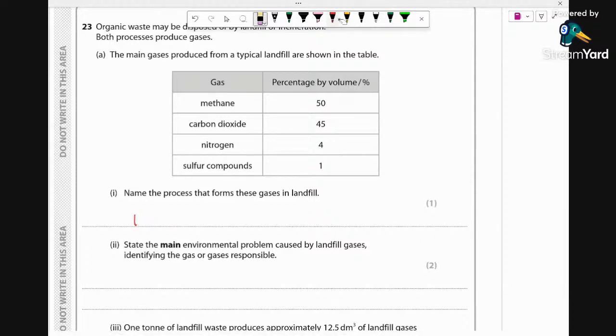Decomposition or biodecomposition, biodegrading. I don't like the word biodegrading. Oh, I don't like it. Biodecomposition. Gross. Nice one, Mr. Duncan. Biodegrading. Decomposition, stroke decomposition. Don't like it. Organic breakdown.